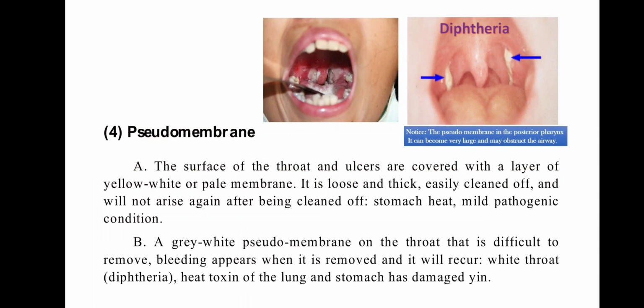If there is a gray-white pseudomembrane on the throat that is difficult to remove, and bleeding appears when it is removed, and it will recur, that means that's white throat or diphtheria, and heat toxin of the lung and stomach has damaged yin.